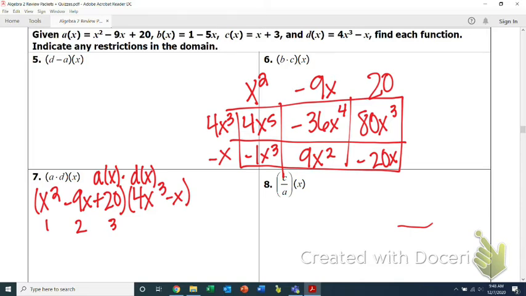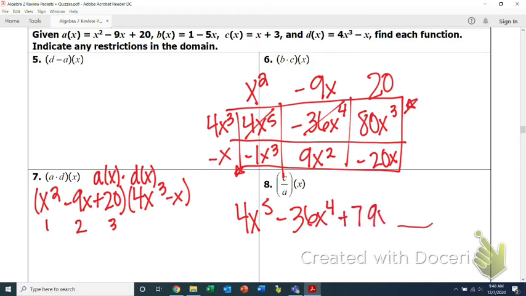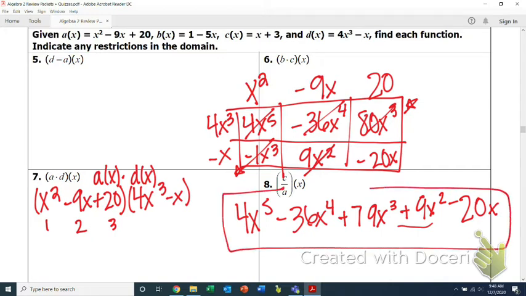Now, all we have to do is combine like terms. 4x to the 5th, we've used it. Minus 36x to the 4th, we've used it. Here we have an 80x cubed and a negative 1x cubed. When we combine those, we get positive 79x cubed, so we've used those. Plus this 9x squared minus this 20x. And that is my answer.